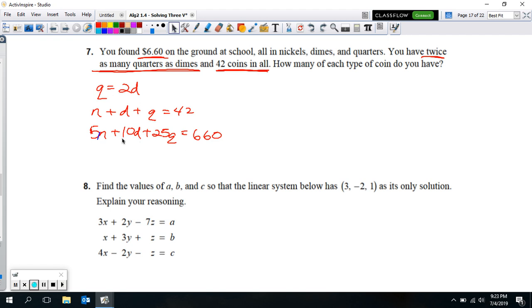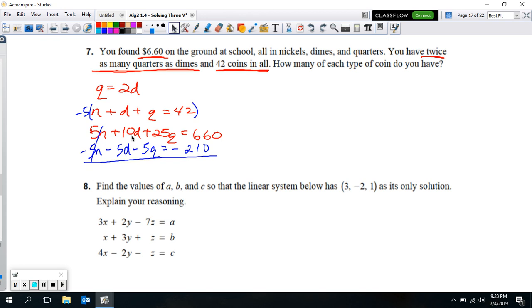So now that we have our 3 equations, we want to solve this. We can do this by elimination with the first 2. I notice I have a Q and a D, so what would be best is to eliminate the N's, that way I just have Q and D with 2 more equations. In order to eliminate the N's, I need to make this into a negative 5N. So I need to multiply this second equation by negative 5. When I do that, I'm going to get negative 5N, negative 5D, negative 5Q equals negative 210. That's negative 5 times 42.